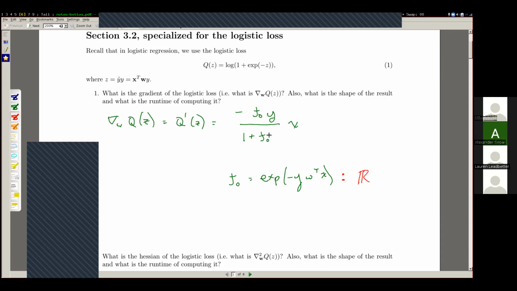This thing up here at the top, all this stuff to the left is just scalars being multiplied together. So that whole thing's a scalar. And then this X over here is a vector, and so that'll be R to the D. The D is not explicitly discussed anywhere in this part of the notes, but the D is the dimension of all of our vectors.